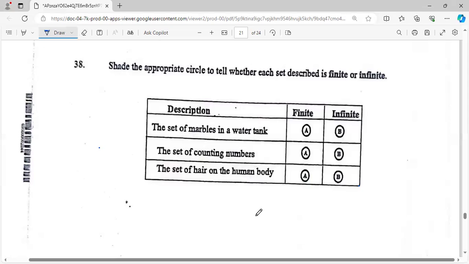38. Shade the appropriate circle to tell whether the set described is finite or infinite. Description: the set of marbles in a water tank. That is finite. The set of counting numbers, infinite.